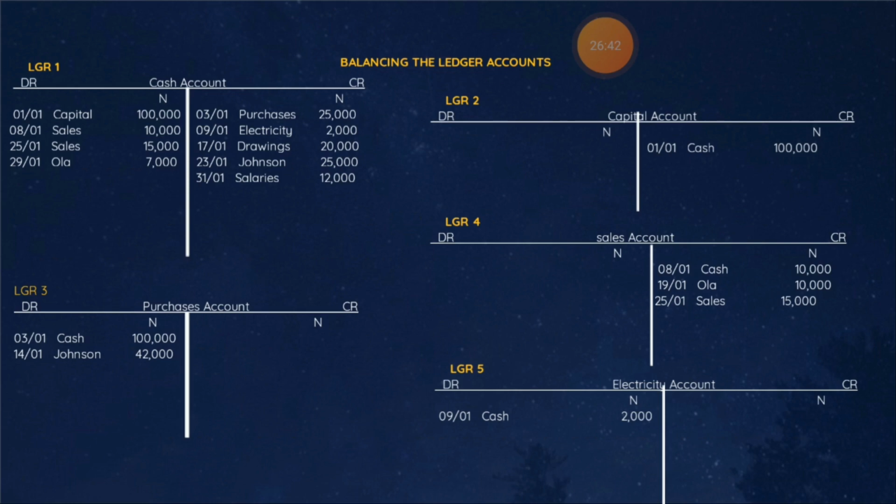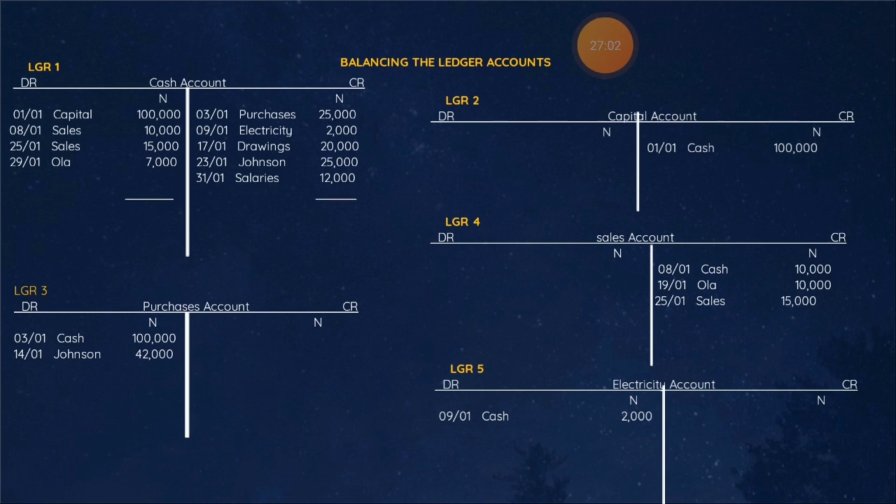So if we look at the ledger, we are starting from the first ledger, which is ledger number 1, the cash account. If we add all the debit sides together, it's going to be 132,000 naira. If we add all the credit sides together, it's going to be 84,000 naira. Which one is bigger? That is 132,000 naira. So that means we close the account.